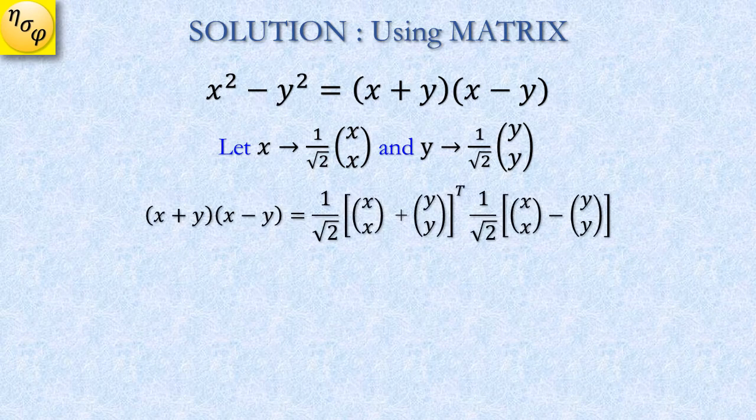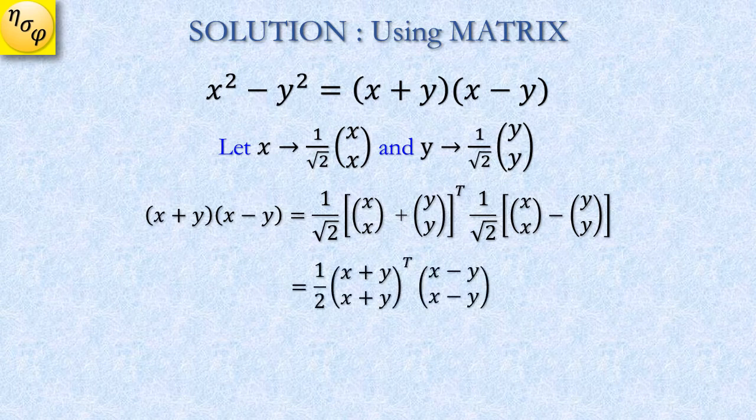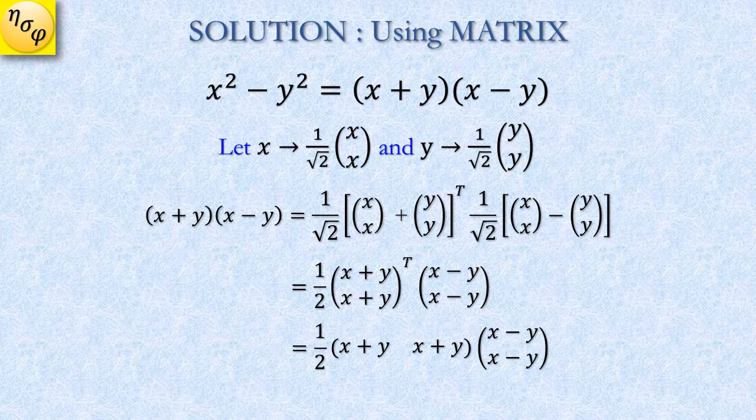Now, we multiply x plus y by x minus y, using these two matrices. Please note that the x plus y matrix must be transposed. This is symbolized by the superscript t. Now we can simplify the equation. And then we transpose the first matrix. And finally, we get the correct answer. Now, can you explain the reason why I put the factor 1 over square root 2?